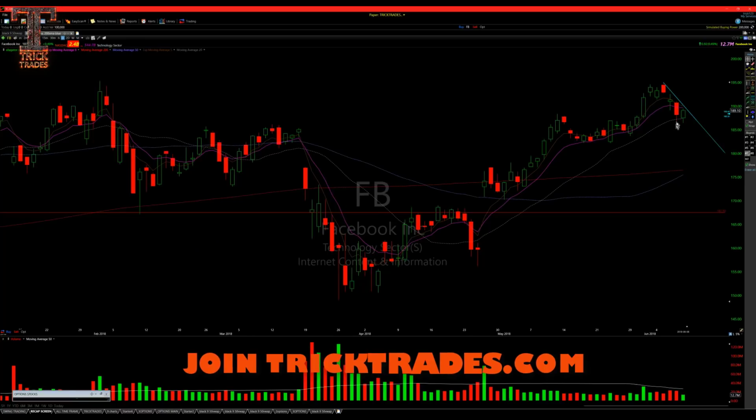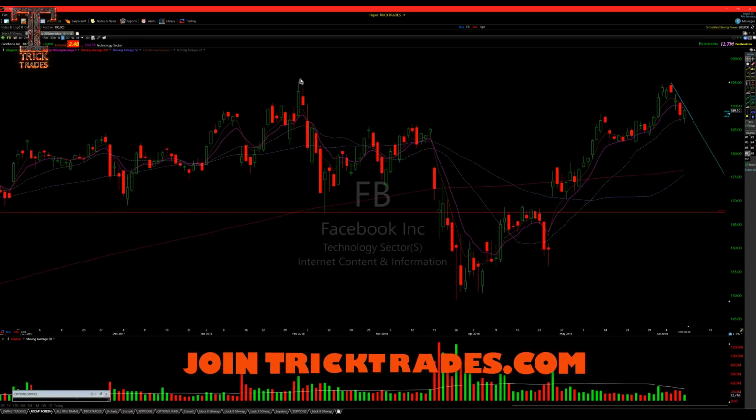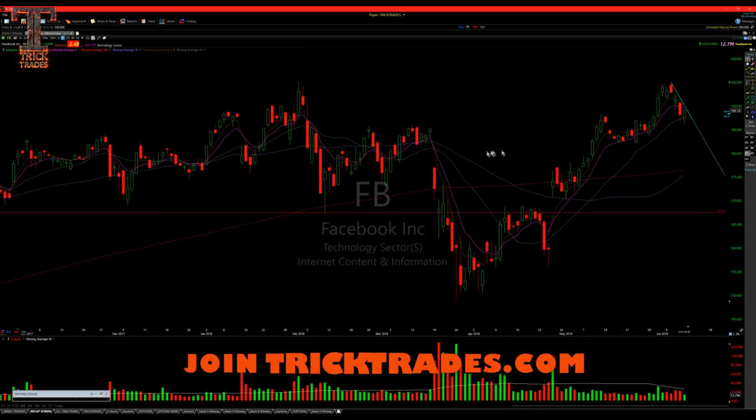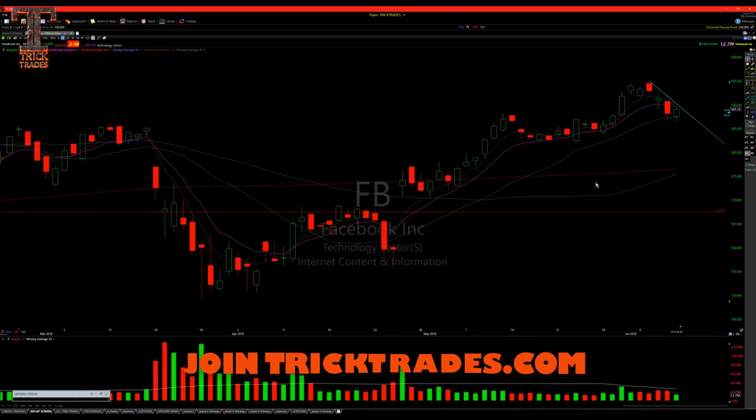Facebook's daily chart is absolutely beautiful. Another one that is approaching all-time highs. It did reject it. Sometimes instead of breaking out, they'll reject, they'll pull back, and then they'll come back up. They got to relax for a little bit.